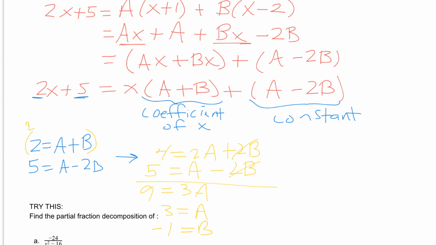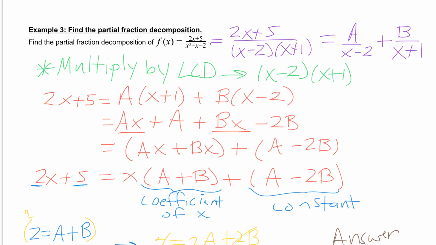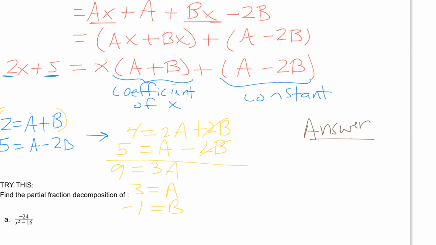Then I can write down my answer. So for my answer, I'm going to go back to those fractions that I started with. I'm going to plug what I got for a in above x minus 2, and I'm going to plug what I got for b right above that x plus 1. So my answer will look like this: 3 over x minus 2 plus negative 1 over x plus 1.